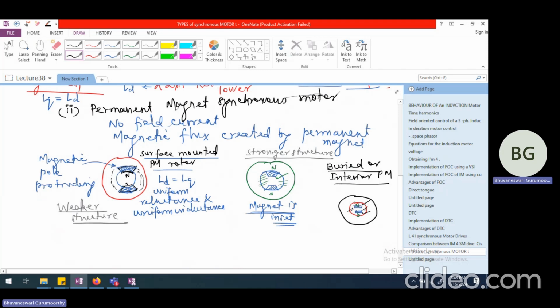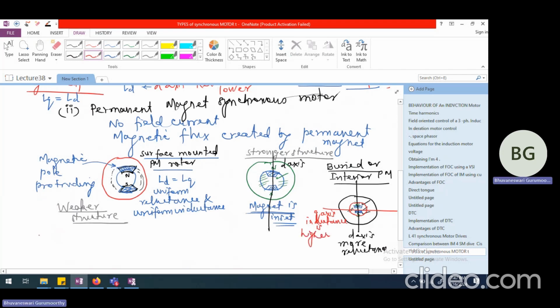So along the d-axis, this is the d-axis, you are going to see that the permanent magnet material is going to have more reluctance. And along the q-axis, this is the q-axis, the reluctance is lower. So reluctance is lower, so inductance is higher.